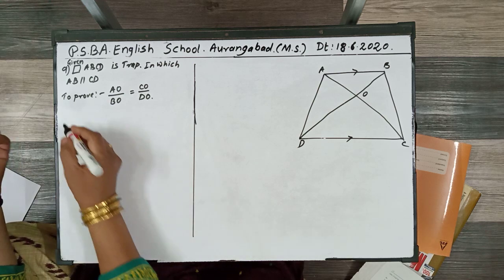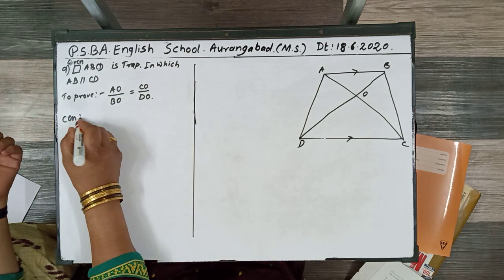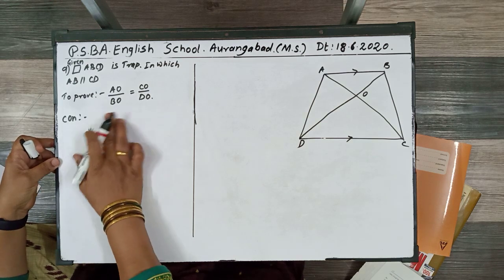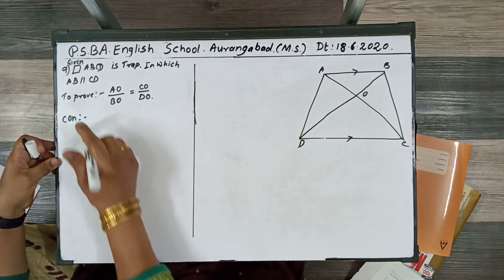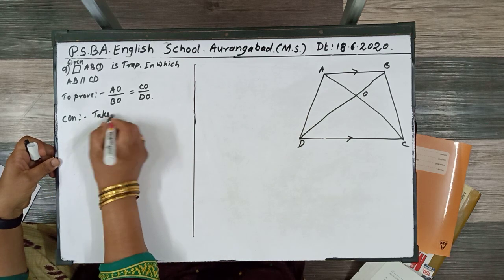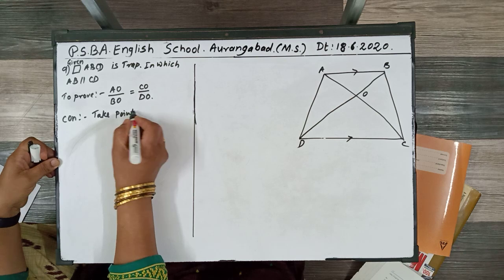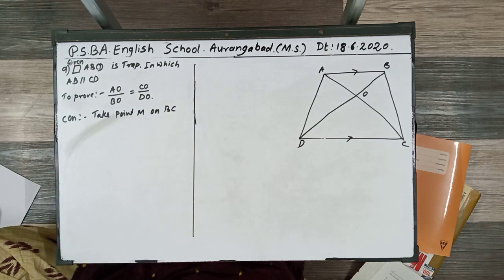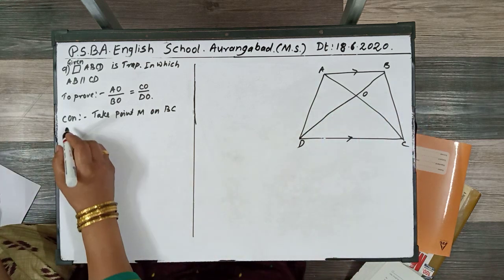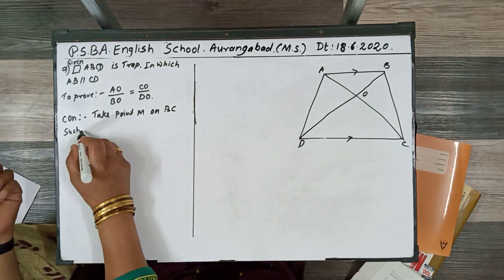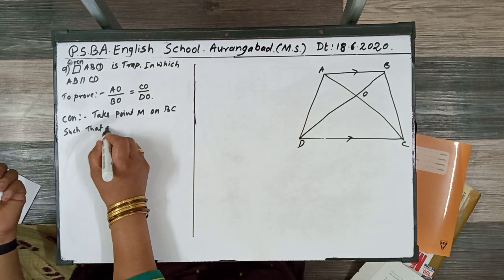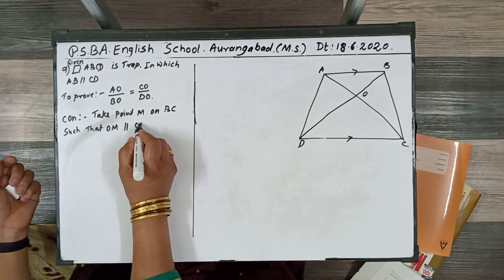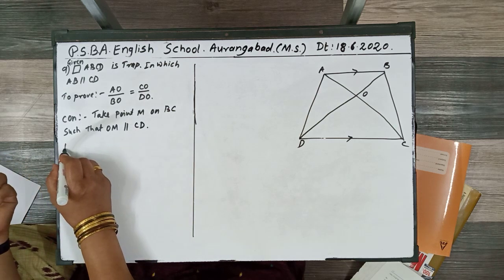Now we have to make the construction. Draw, or we can write, take a point M on BC, anywhere you can take it on BC or AD, on BC such that OM is parallel to CD. Correct? Now we are going to write the proof.